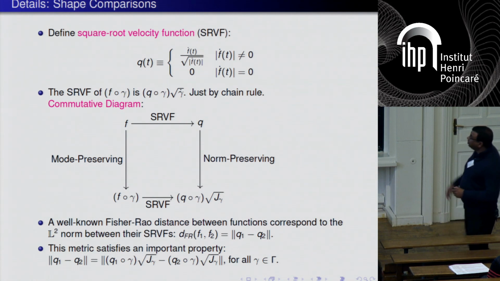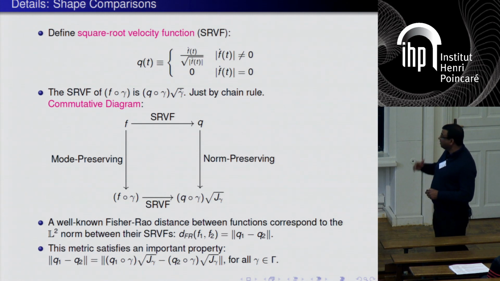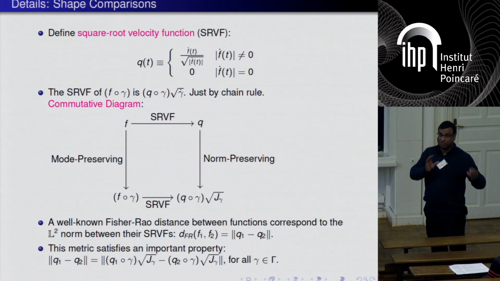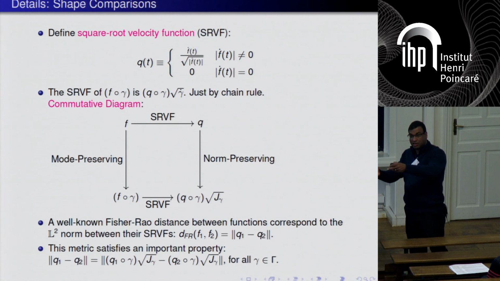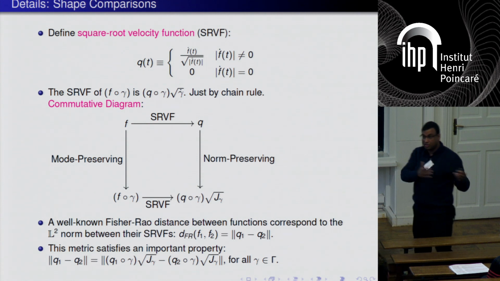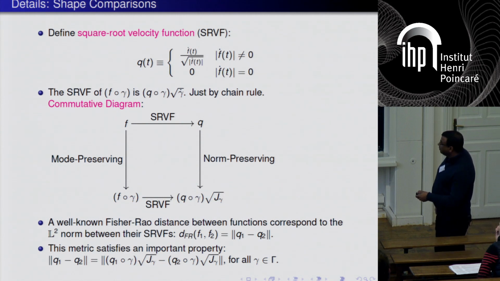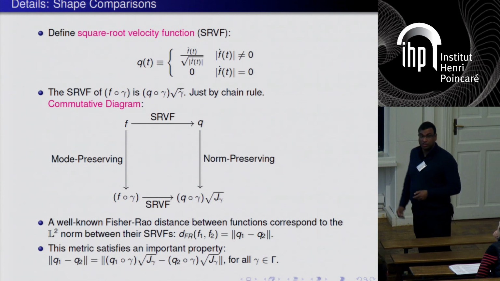The nice thing about using SRVFs is that a well-known distance, which has nice invariance properties, becomes the L2 norm between the SRVFs of two functions. So if I want to compute this so-called Fisher-Rao distance between two functions, I go into the SRVF space and just compute the L2 norm, and that's exactly the Fisher-Rao distance. And what is nice about the Fisher-Rao distance is that if I take two functions and apply the same warping to both, the L2 norm is the same before and after the warping. This is what I meant by the invariance of the Fisher-Rao metric.